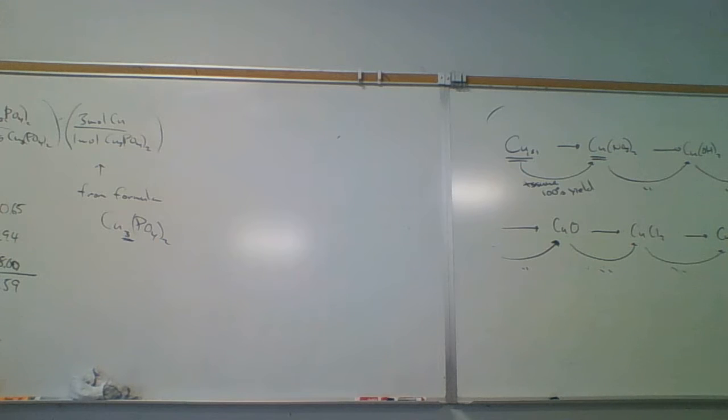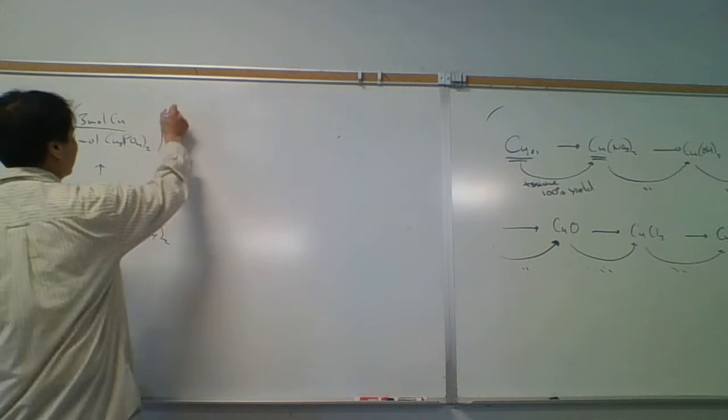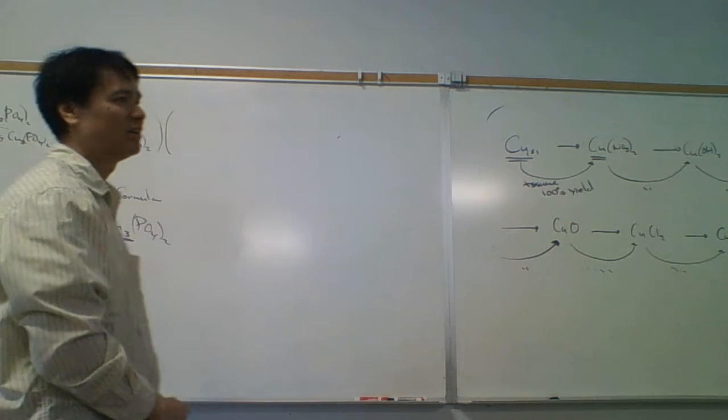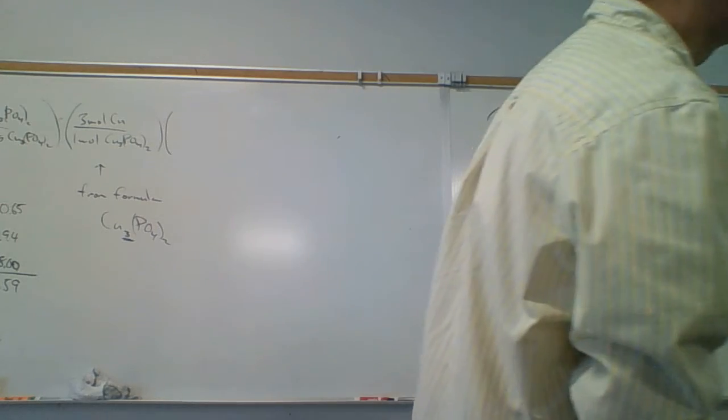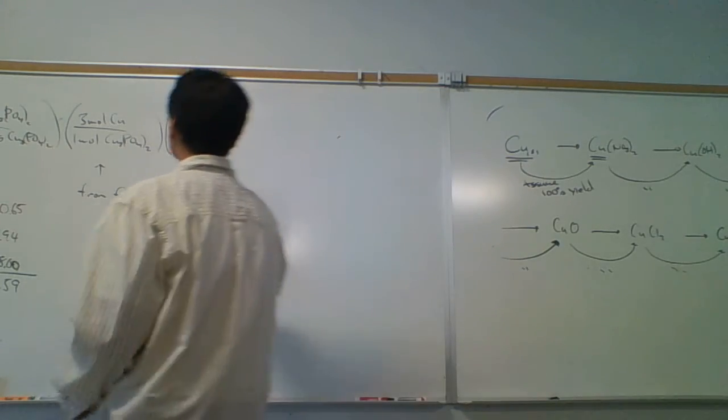Three moles of copper, 2 moles of phosphate. Well, we need the grams of copper, so let's go to grams of copper, which will be 63.55 grams.